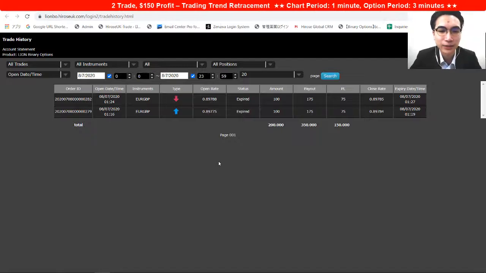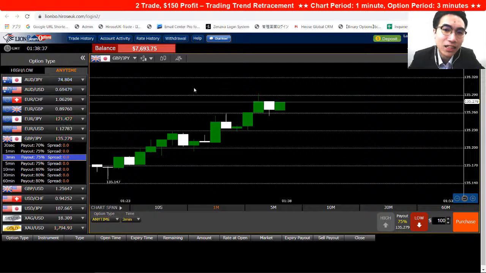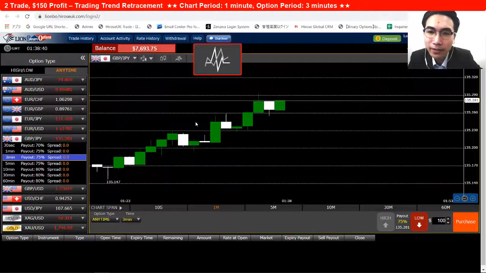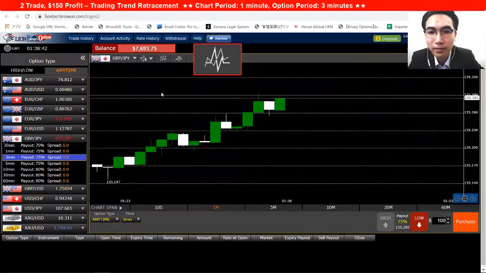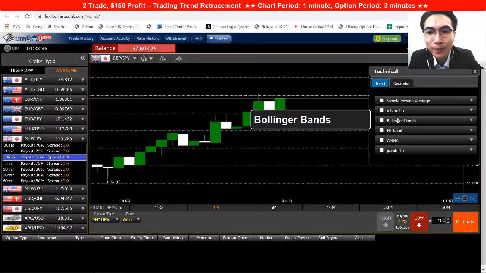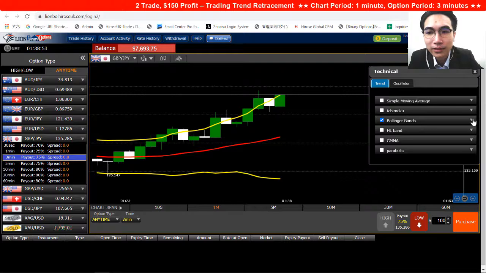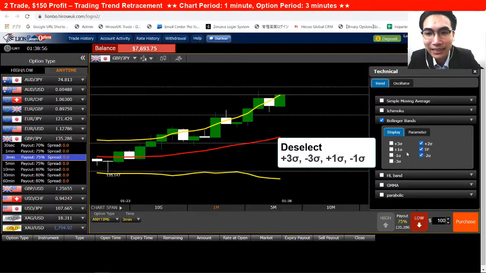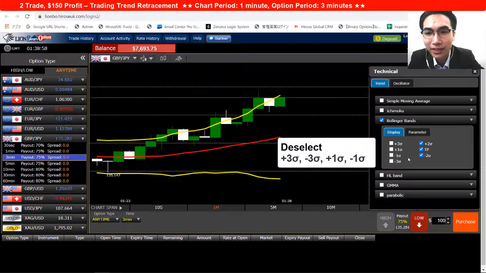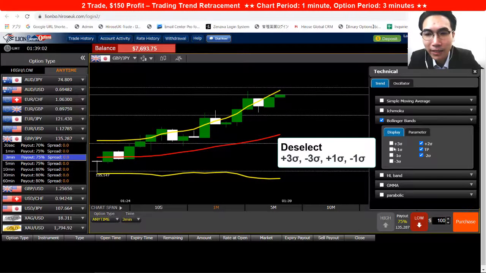Alright, the first thing, let's click on the technical indicator, that little guy right there. Click on it, and then next we'll select the Bollinger Bands and put a tick on the little box right there. Just open the drop down, and then we will deselect these lines on the left and just keep the one on the right. For the parameter for Bollinger Bands, we'll leave it at default, so nothing to change for that.